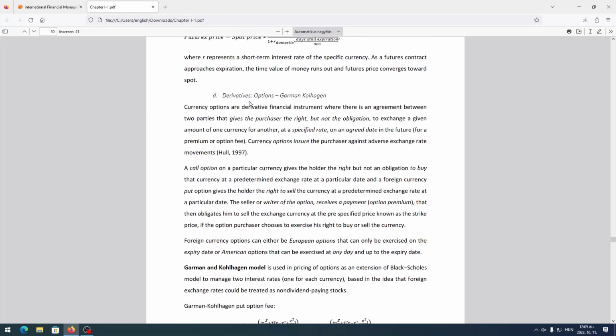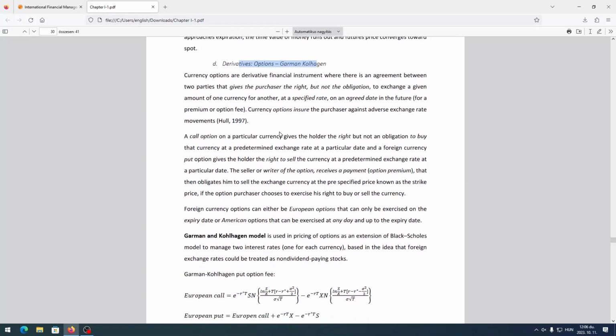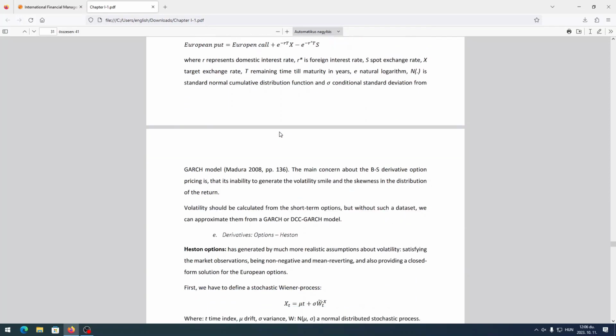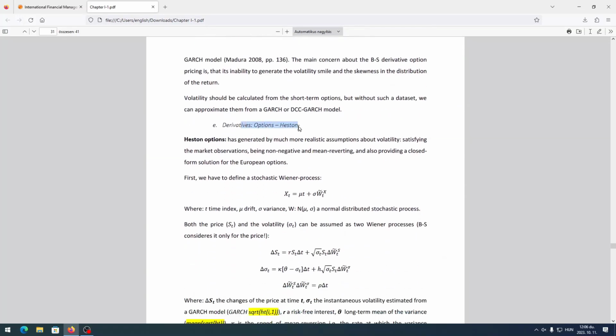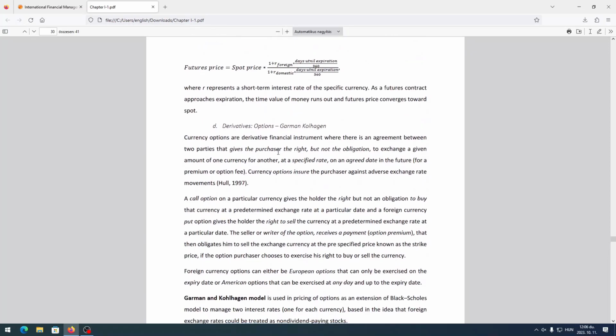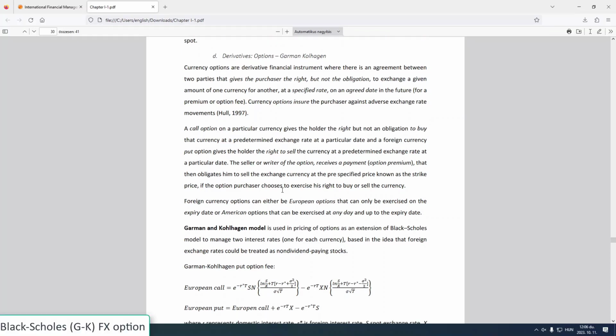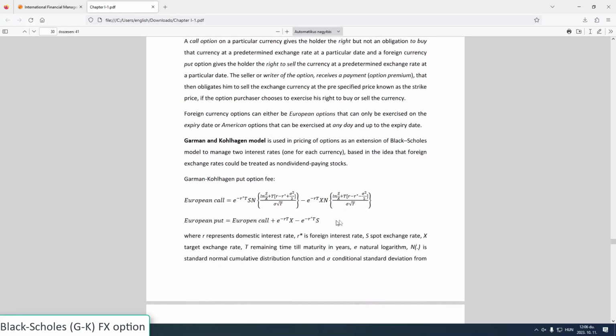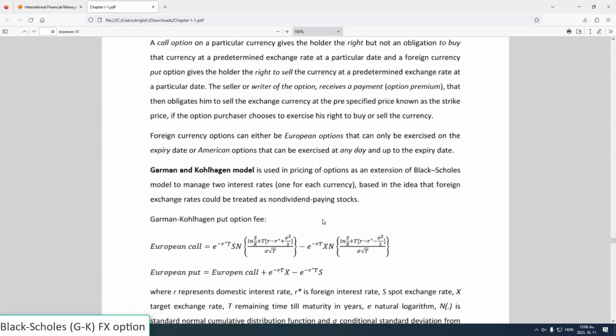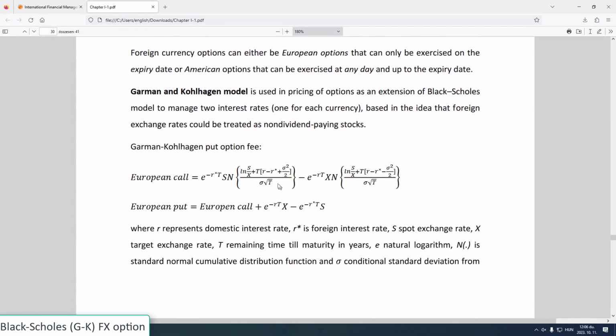What do we have here? Option pricing with the Garman-Kohlhagen equation and option pricing with the Heston option. So today I would like to focus on these beauties, and as you can see in the case of Garman-Kohlhagen option pricing, you can see here the equation. So what kind of ingredients do we need here?